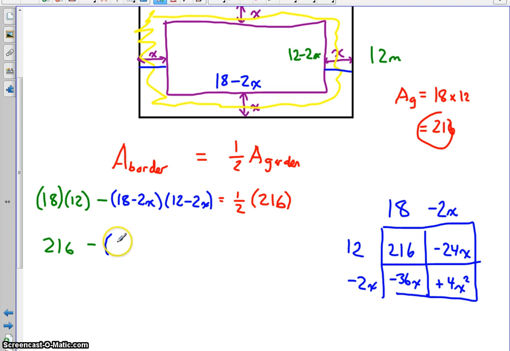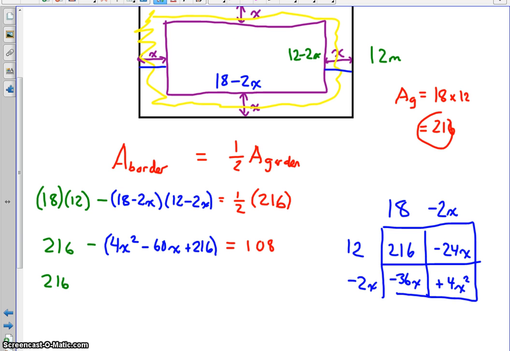Okay, so put it all together, I should get 4x squared minus 60x plus 216. And the right side of the equation, half times 216 is 108. Then, simplifying a little bit further, I'm going to have to run this minus sign through this bracket, because remember, this entire thing was this binomial that was multiplied by the other binomial, it was all being subtracted from the outside area. So I need to run that negative sign through.